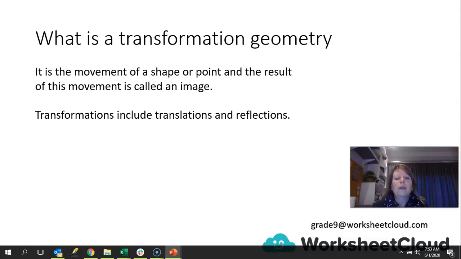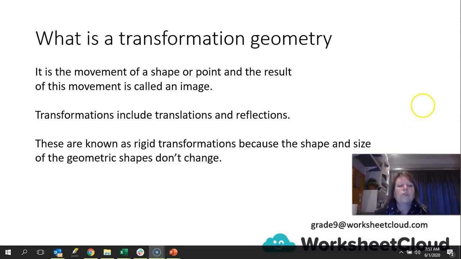Transformations include translations and reflections, and today we are going to mostly concentrate on translations. We'll actually only concentrate on translations. In the next lesson, we will look at reflections. So make sure you come back for the next one.